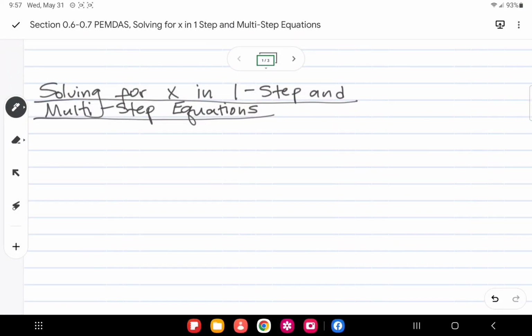Hello everyone, this is Tutor Corner LLC, and today we'll be solving for x in one-step and multi-step equations. Before we actually get to that, we need to quickly cover PEMDAS.